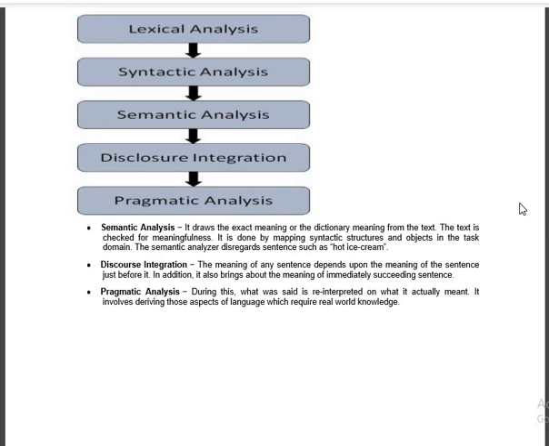Now, the next thing is discourse integration. The meaning of any sentence depends upon the sentence just before it. Let's say there is a situation where the next sentence is dependent upon the previous statement. So discourse integration helps to remove referential ambiguity when we put some kind of reference to the subject. In order to resolve the sentence, we need to put a reference to it.